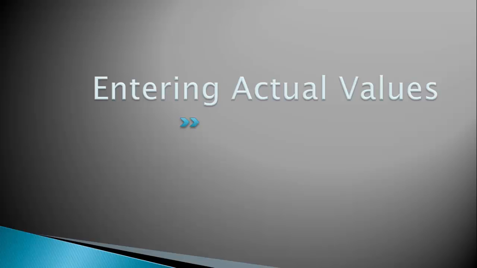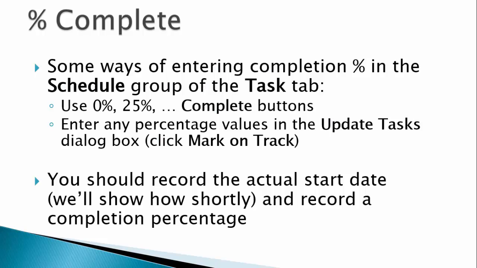In this segment, we're going to look at entering actual values for tasks that are ahead of or behind schedule. Percentage complete can be deceiving at times. However, if you are confident and comfortable using 25% intervals, there are a series of buttons that allow you to do that. You can also use the Mark on Track function to provide more granular percentages. You should also record the actual start date for every task. Don't just assume it started as planned. I'll be showing you where to do this shortly.